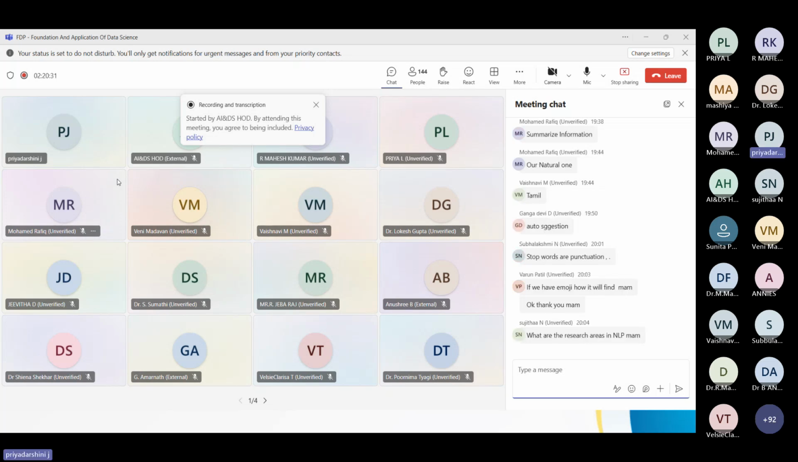Welcome. What are the research areas in NLP? How is NLP's future in prompt engineering? Okay. First, we'll go with Sujita Mam's question. What are the research areas in NLP?